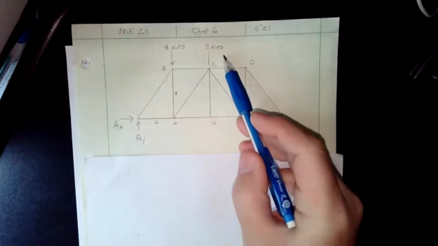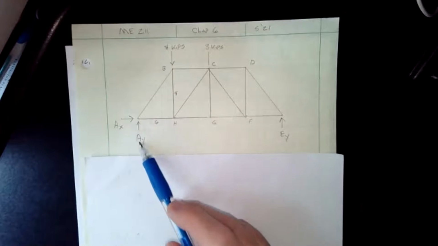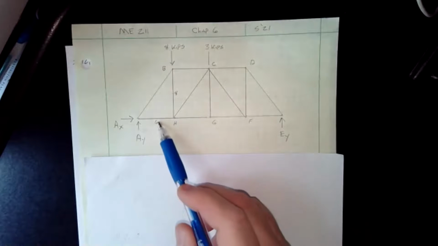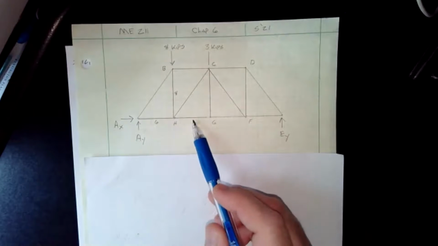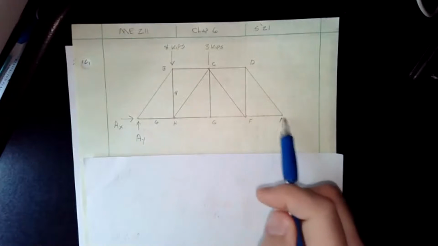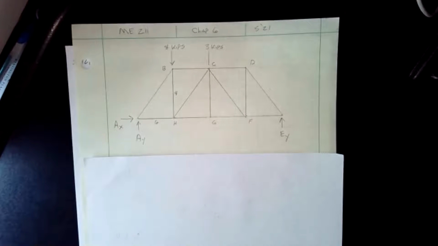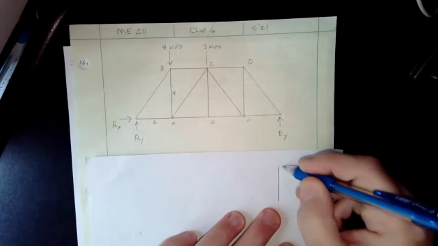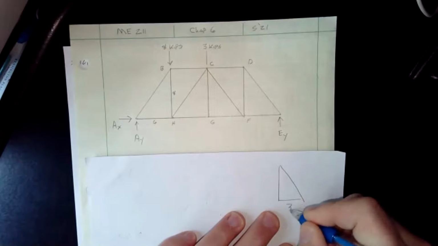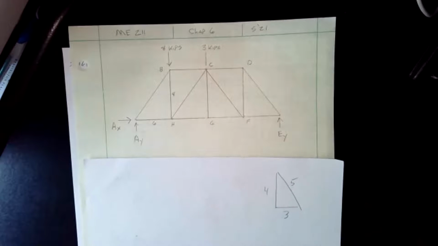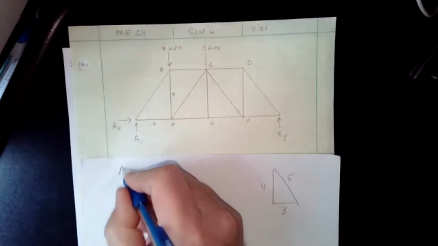So there's our truss. We have 8,000 pounds, 3,000 pounds. We have our reactions AX, AY, and reaction EY. Our distances are 6 feet each horizontal member, and 8 up. So that makes us a nice 3, 4, 5 triangle. That'll work well. So the first thing we need to do is figure out what is AY and what is EY.